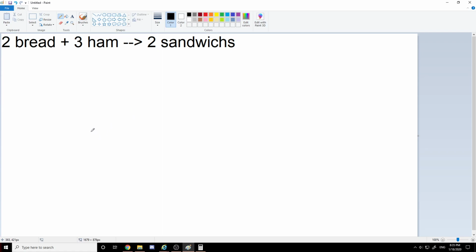Okay, so let's start with some hypothetical problems. Let's say you go home, and in a pantry, you find 4 slices of bread. How many sandwiches can you make from 4 slices of bread? I understand this recipe of bread and ham is weird. For every 2 slices of bread, you make 2 sandwiches, with 3 slices of ham making 2 sandwiches. It's weird, but we're going to go with it. From this recipe, for every 4 slices of bread, we can make 4 sandwiches.